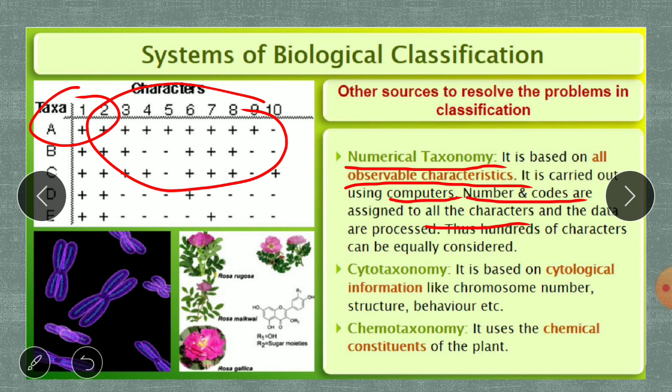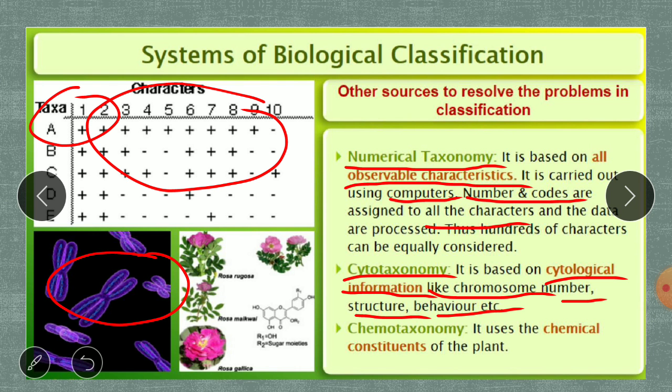Then another system is the cytotaxonomy. Cytotaxonomy is based on cytological information. Cytological means the cell, the structural and functional unit of the cell, which contains the chromosomes. Here you can see the chromosomes present in the cell within the nucleus. So what is the number of chromosomes? How many chromosomes are there? What is the structure of the chromosome, the behavior of the chromosome? Based upon that, the cytotaxonomy is done.